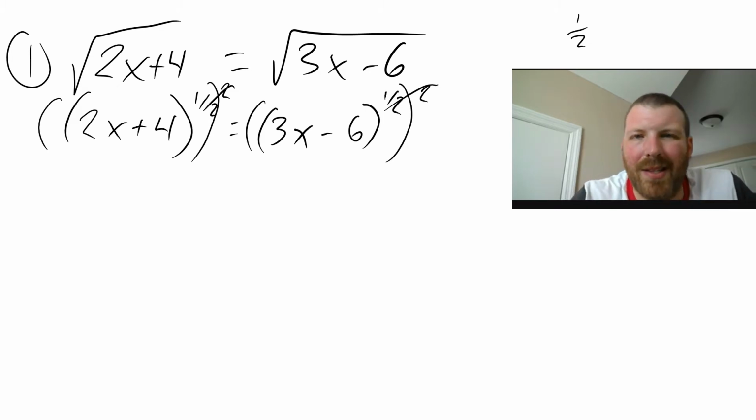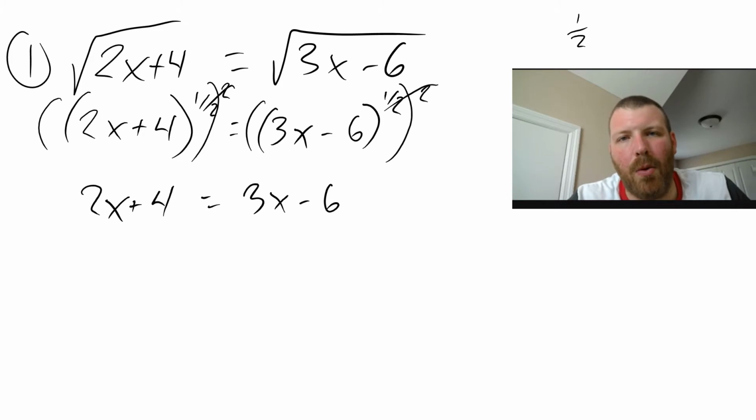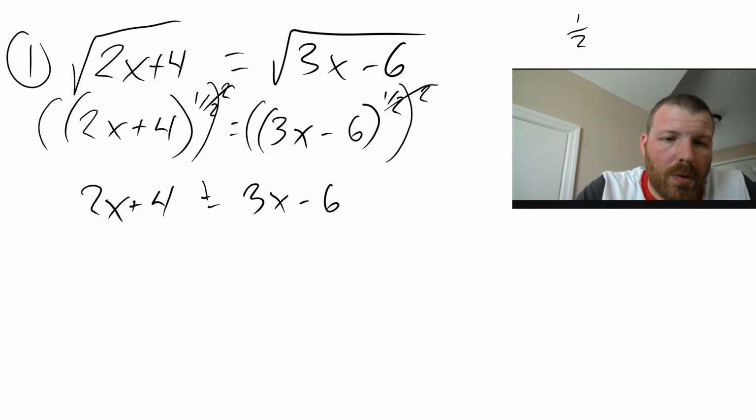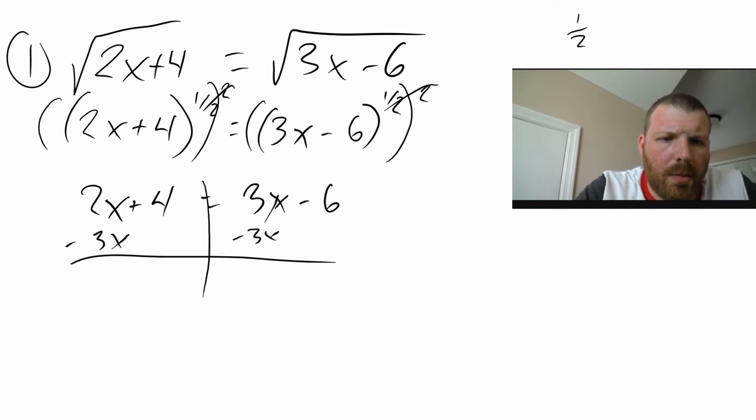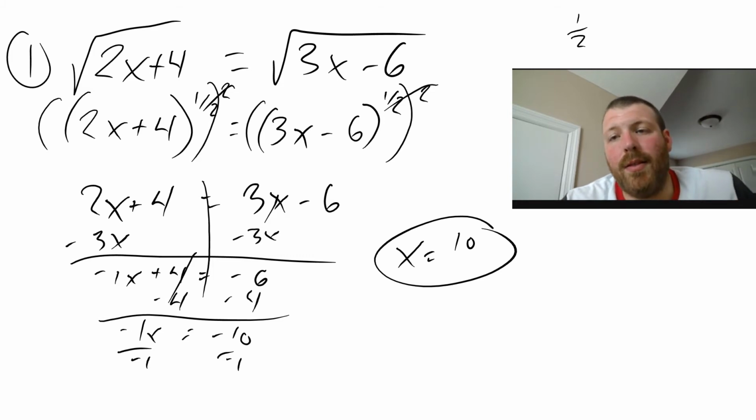What's going to happen is all this is going to come back down: 2x plus 4 equals 3x minus 6. Here I have a simple, easy, multi-step equation that we need to solve. The root went away by squaring both sides. So I'm going to draw my line and subtract 3x from both sides. I get negative 1x plus 4 equals negative 6. Subtract 4 from both sides, I get negative 1x equals negative 10. Divide by negative 1, and now x equals 10. That's as simple as it is, really.